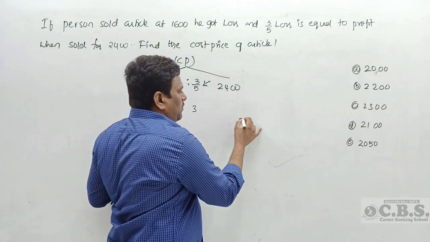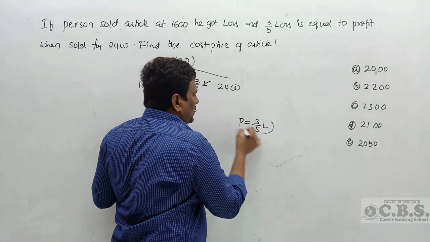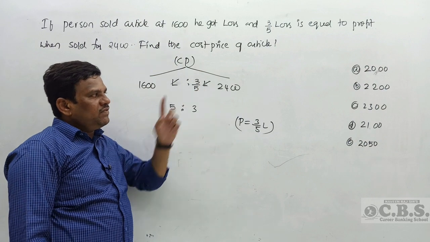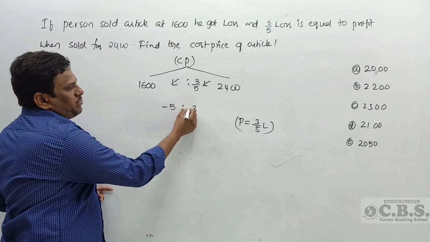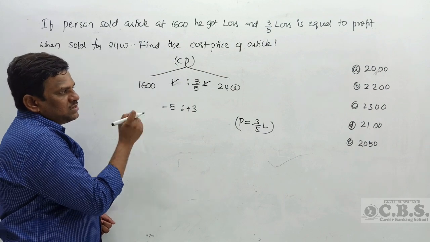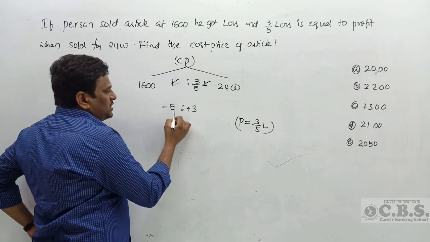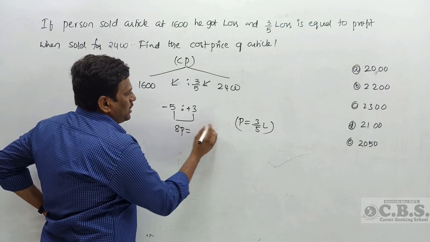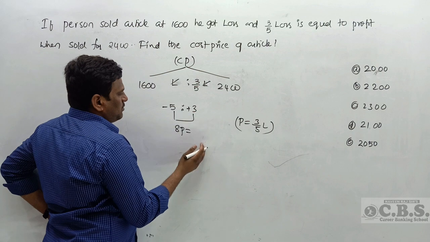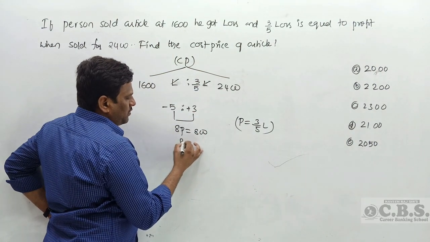So why is profit specifically mentioned as 3/5 of loss? I take loss as L, and profit is 3/5 of L. Loss means minus, profit means plus. So this is the method to answer this type of question. What is the difference? 8 parts. Therefore, what is the difference of 1600 and 2400? 2400 minus 1600 is 800.